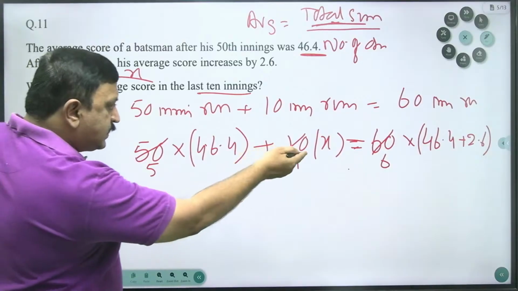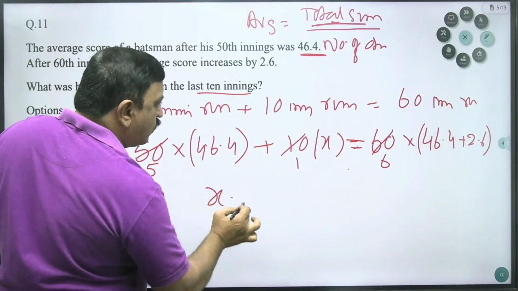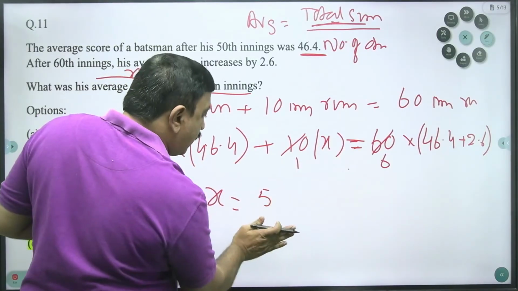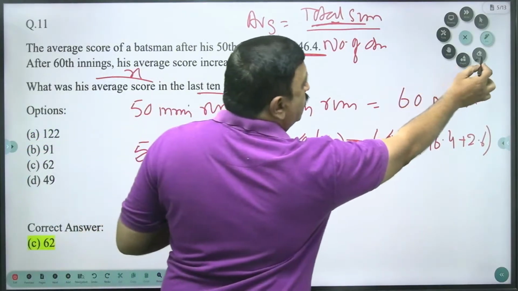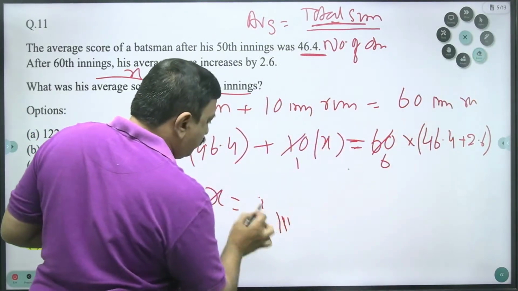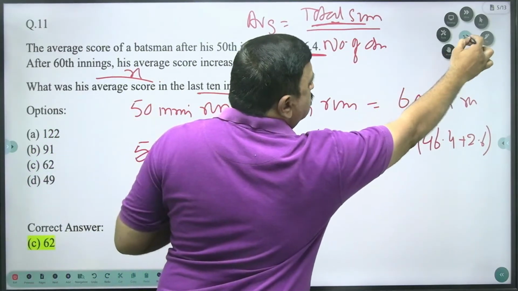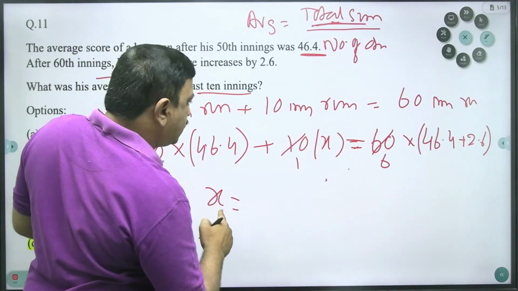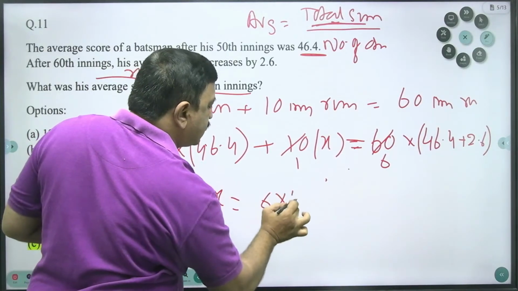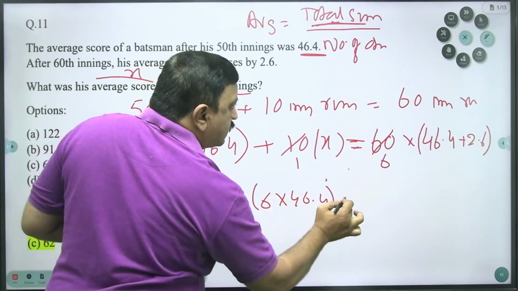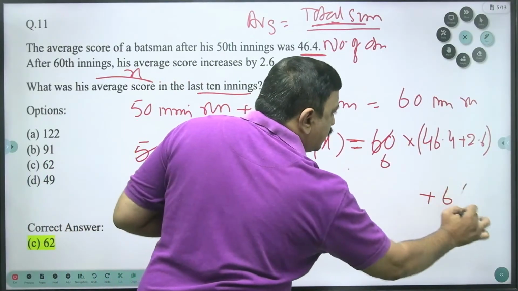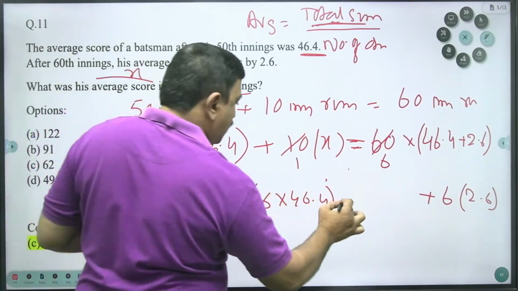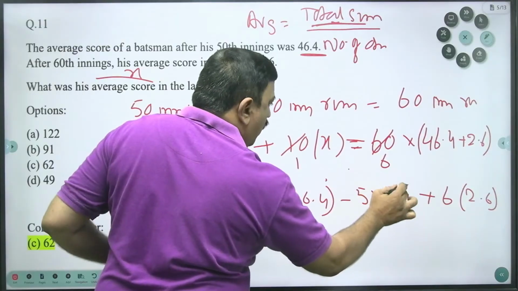Clear, right? Now X is there, so I have to shift that one there. X is equal to 5 into 6. I will open that one first. Just observe this: X is equal to 6 into 46.4 plus 6 into 2.6, put as it is, and I'll separate this side, so this one minus 5 into 46.4.